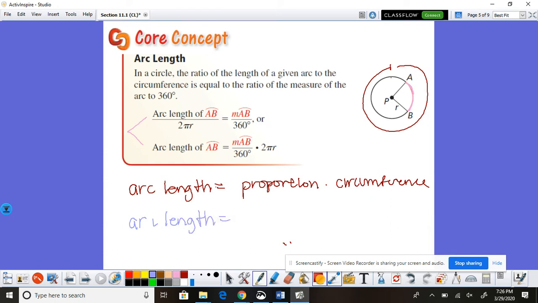Okay, if I break this down a little bit more, so this is arc length equals, now my proportion I can always find is my central angle over 360 times my circumference, which is always going to be 2 pi r. Okay, so this is what I'll normally use, unless I want to try to find circumference or something, then I'll just leave 2 pi r as c. Hopefully this will make more sense after we do the next example.